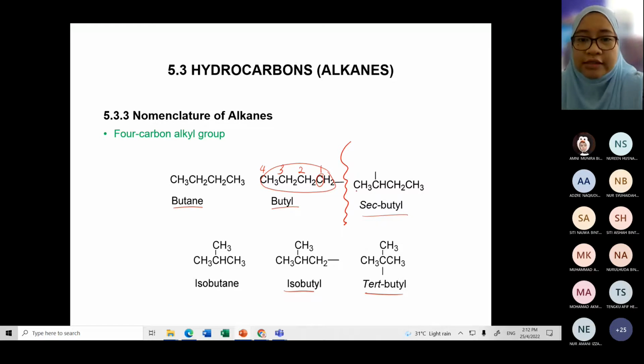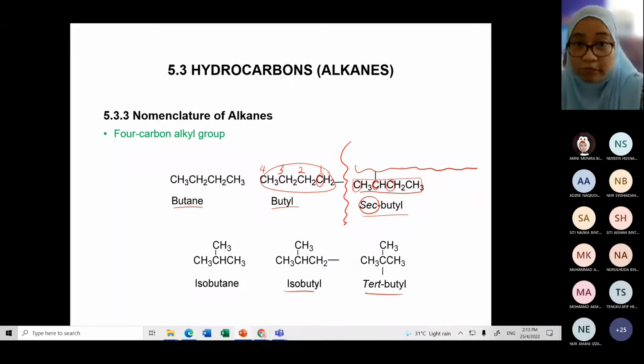Similar to the propyl group just now, if the second carbon is attached to the parent, this is the parent, right? The second carbon of the butyl group is still called butyl because it has 4 carbons in total, but it is no longer just butyl. It is called sec-butyl because this second carbon is attached to the parent, and this second carbon is also a secondary carbon.